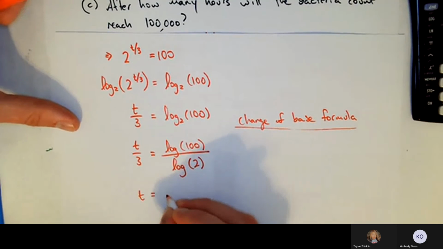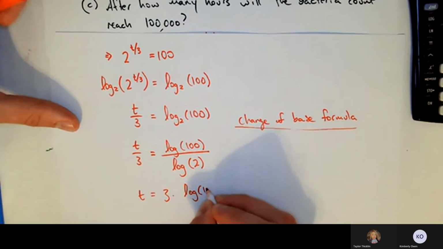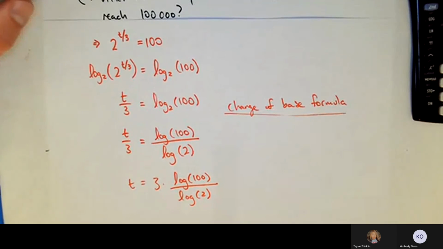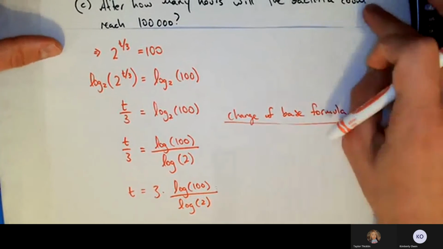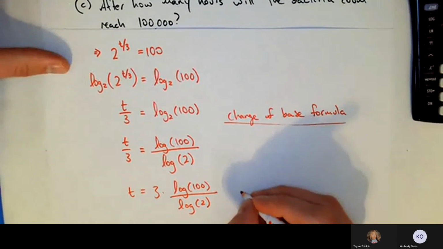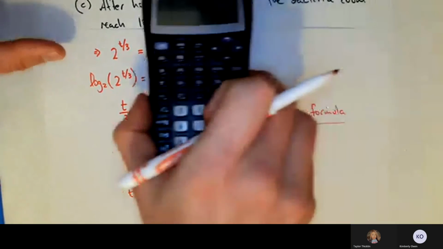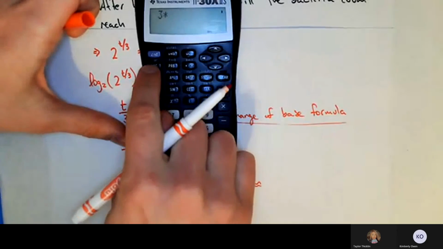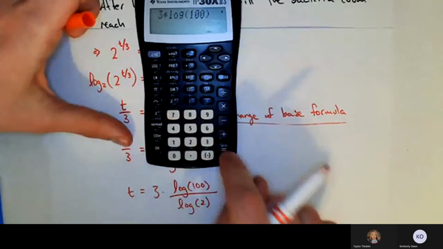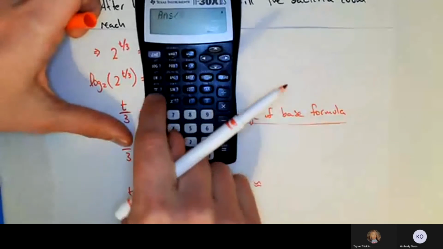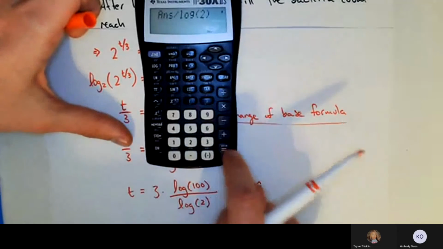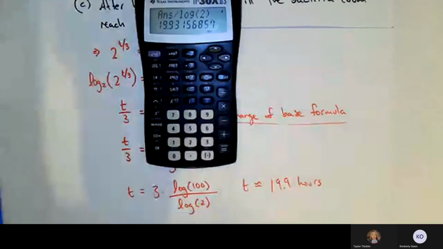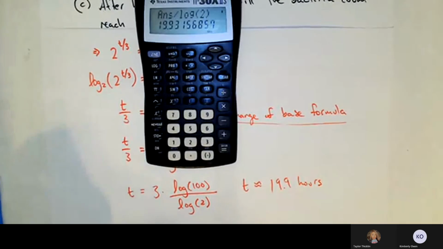Finally, multiply by 3 on both sides, so 3 times this fraction. That's my exact answer, but if you really want to know how many hours it will take, then you're going to plug it into the calculator and get an approximate solution. 3 times common log of 100, and I'll hit equals, and that's 6, and then divided by common log of 2, and I'm getting approximately 19.9 hours. So, basically 20 hours before it reaches 100,000.